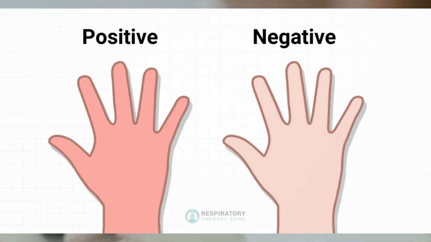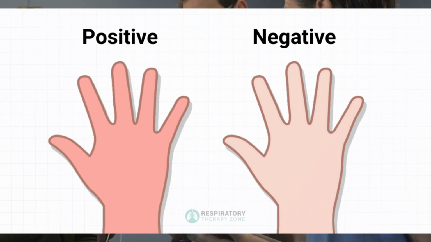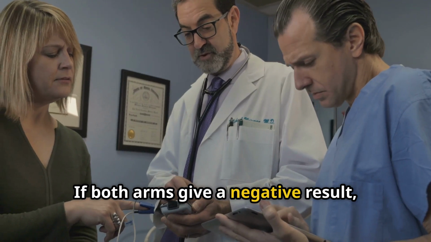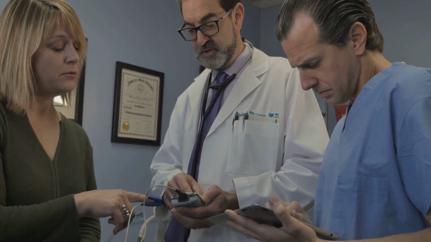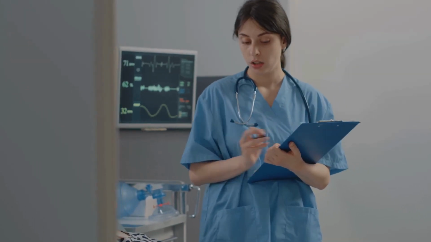If flow through the ulnar artery is good, flushing will be seen immediately. The Allen test is then positive and the radial artery can be used for puncture. If the Allen test is negative, meaning no flushing is seen, the test is repeated on the other arm. If both arms give a negative result, another artery is selected for puncture.